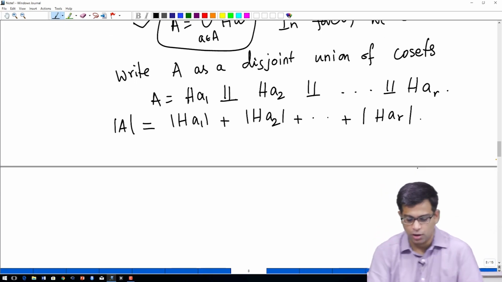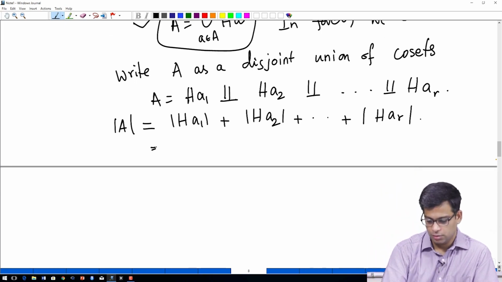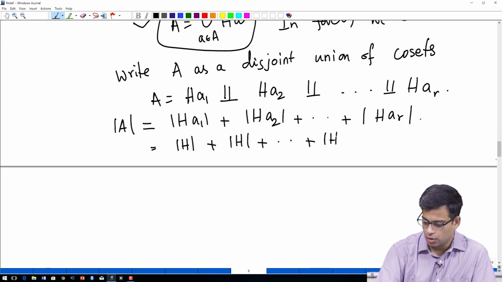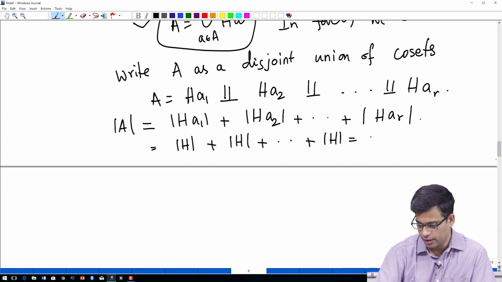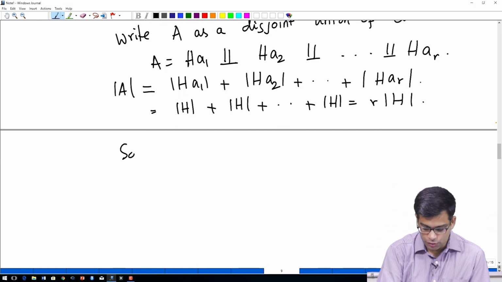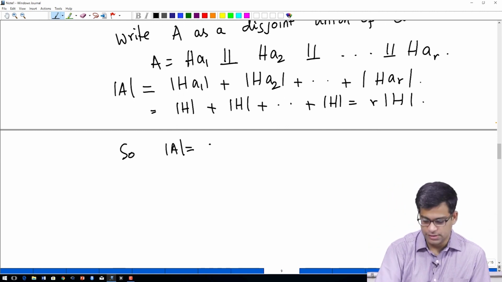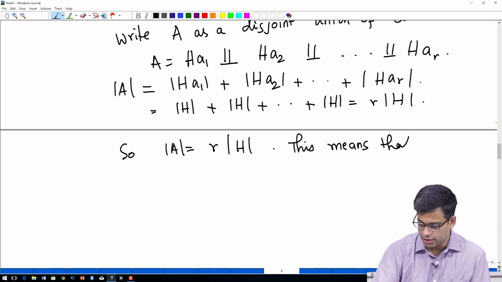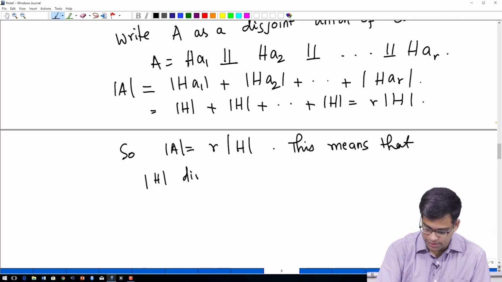Okay. Now let us see what is the order of HA1. Order of HA1 is just order of H. Similarly, order of HA2 is order of H. Order of HAR is order of H again. So this is order of H times R. So order of A is equal to R times order of H. This means exactly that order of H divides order of A, right.